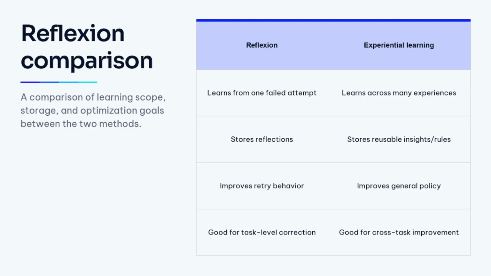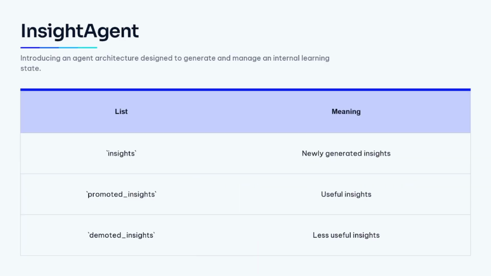Then reflection comparison: a comparison of learning scope, storage, and optimization goals between two methods, reflection and experiential learning. Reflection learns from one failed attempt, while experiential learning learns across many experiences. Reflection stores reflections, and experiential learning stores reusable insights. Reflection improves retrieval behavior, experiential learning improves general policy. Reflection is good for task-level correction, and experiential learning is good for cross-task improvement.